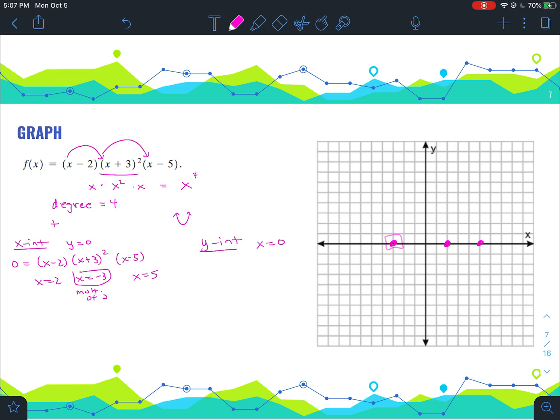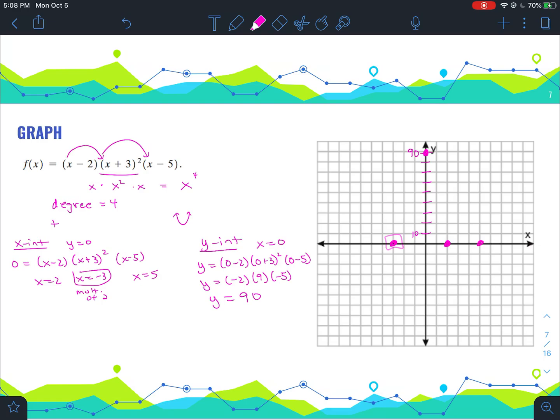Let's find our y-intercept. To find a y-intercept, you let x equal 0. So y is going to equal 0 minus 2 times 0 plus 3 squared times 0 minus 5. So I get negative 2 times 9 times negative 5. So my y-intercept is going to be positive 90. Okay, so I'm going to go by tens: 10, 20, 30, 40, 50, 60, 70, 80, 90. So you can label your y-axis however you want to so that it fits. So it's going to cross over the y-axis at 90.